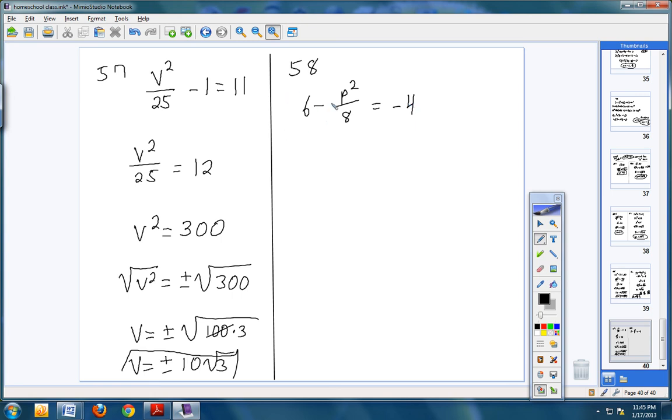Step 1 says to simplify both sides. There's really nothing we can do. Step 2 says to make sure you don't have a p term, and we don't. Step 3 says to isolate p squared. So we're going to isolate it.